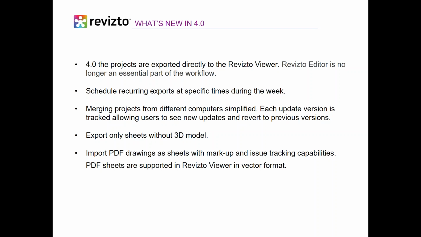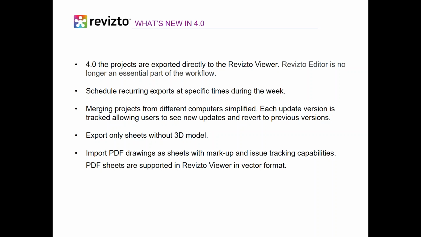The merging of projects from different users, different computers is much more simplified. When I show you the viewer, you'll actually see that we'll be able to see if an updated version of a model is available. We can also see the audit trail of those updates, and it's fully clickable back and forth between previous versions if we want to go back and see a previous version when we're interrogating or collaborating on the model. We also have the ability to export sheets only.